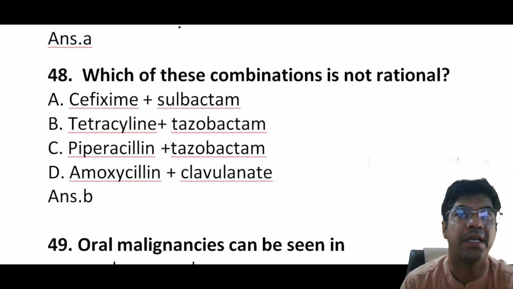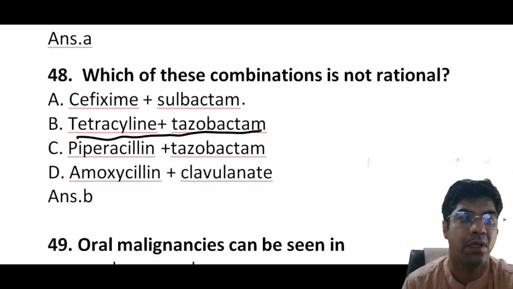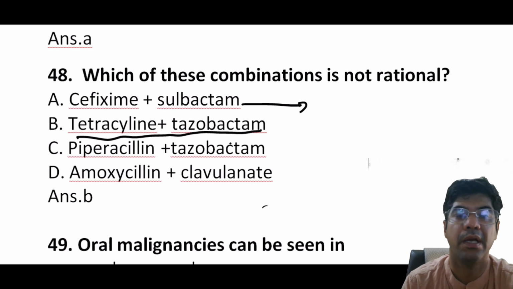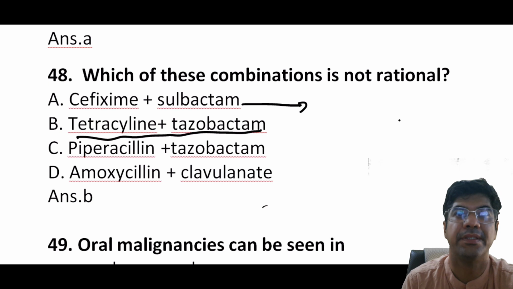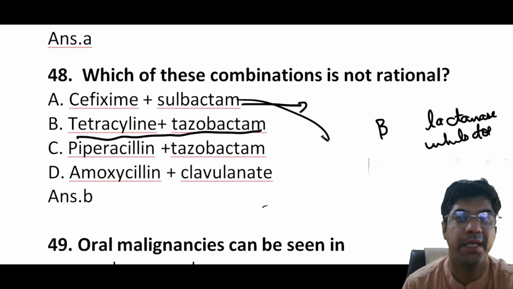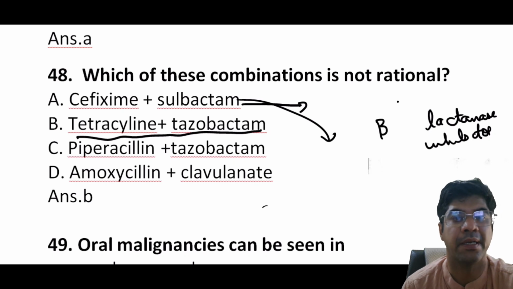Coming to the next question, which of the following is not rational? The answer is tetracycline with tazobactam. Option A is cefixime plus sulbactam. We know cefixime is a third generation cephalosporin. And sulbactam, remember, is a beta lactamase inhibitor. So this combination can be rational because sulbactam can protect the cefixime from being broken down by beta lactamase enzyme, thereby extending its spectrum of activity.